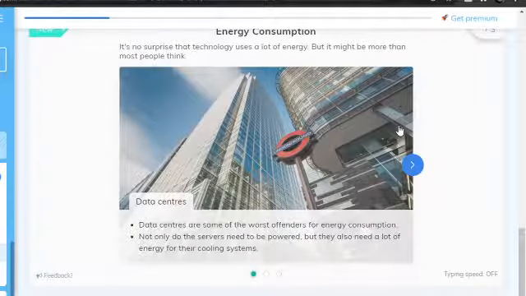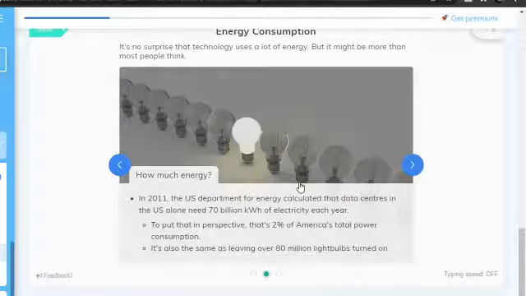So energy consumption. It's not a surprise that technology uses a lot of energy, but there might be more than people think. Data centers are some of the worst offenders. They always have to keep their servers running, so they always use energy. So, in 2011, the US Department of Energy calculated that data centers in the US need 70 billion kilowatt hours of energy a year. That's 2% of America's total power consumption on just running servers. That could turn on 80 million light bulbs.